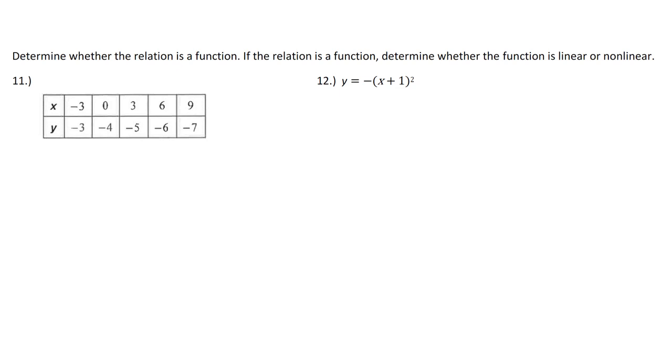And for number 12, that relationship is also a function. You should be relatively familiar with this. That's an example of a parabola. It's a quadratic. When it graphs, it's going to look like a parabola. It's in what's known as vertex form.